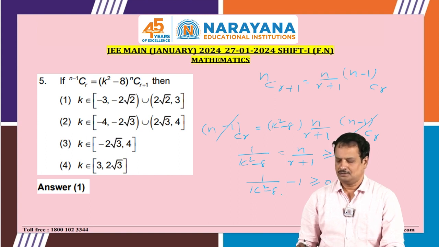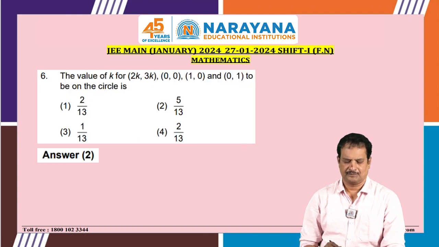Okay, so when you simplify this one by using the wavy curve method, we'll get the values of k there, which is of course the first option. So we are basically using the formula NCR plus 1 equal to n by r plus 1 into n minus 1 CR, and after that simply we know that n by r plus 1 is greater than or equal to 1 here. Okay, so that is the procedure of solving this problem. Now let's go for the next question.